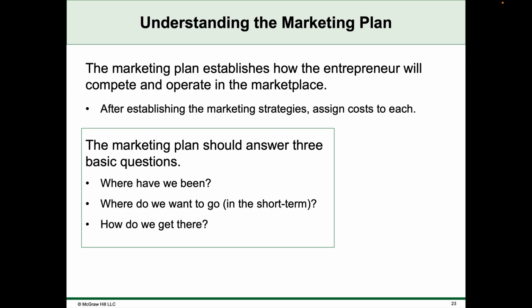Where do we want to go in the short term? Here you want to make sure that your marketing plan answers what your objectives are, what your goals are for the next 12 months. And then, of course, if you're writing a business plan, you also want to know what happens after that in the first year, second year, and third year.